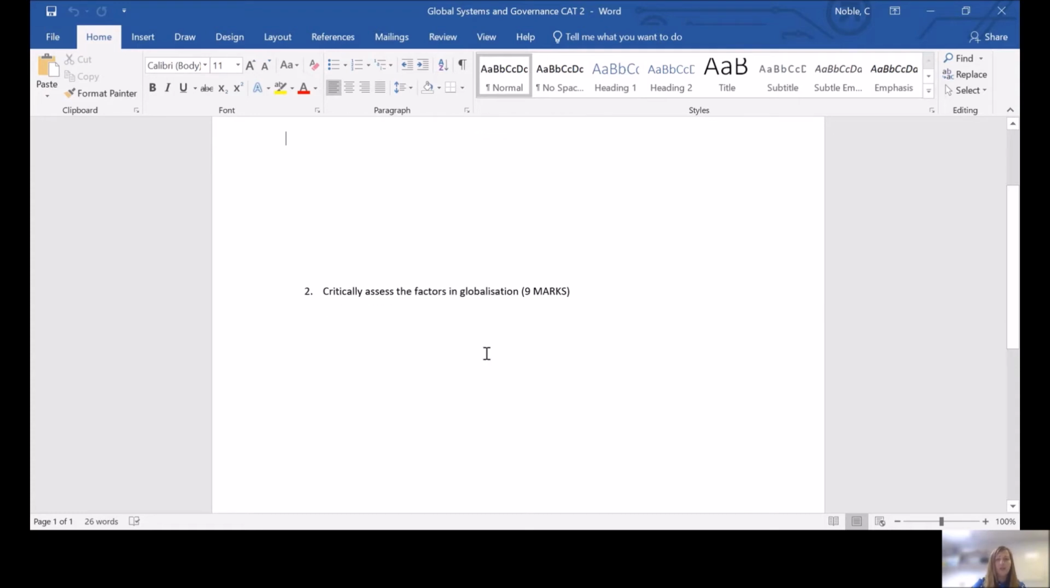The second question asks you to critically assess the factors in globalisation, and you will have studied a number of factors, things such as transport linked to containerisation, things such as special economic zones, simple things as well, such as infrastructure, the internet and modes of communication. You don't have to talk about every single one of those factors in your answer.